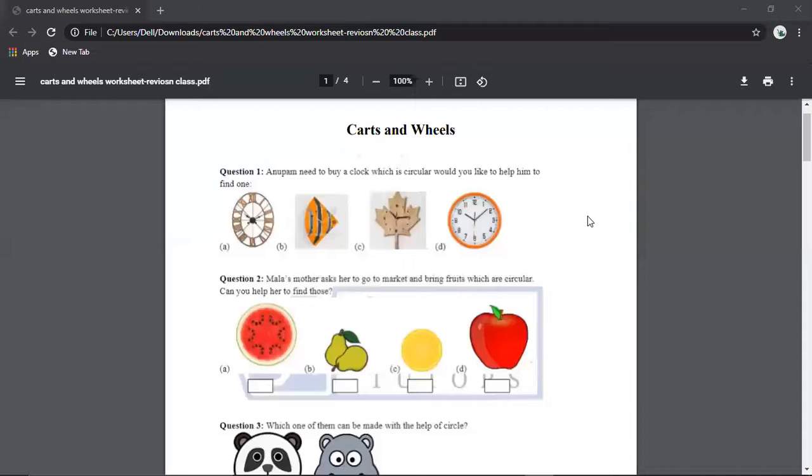Coming to the second question. Sir, A and C. Second question: four varieties of fruits are mentioned here, which look like a circle. A and C, sir.